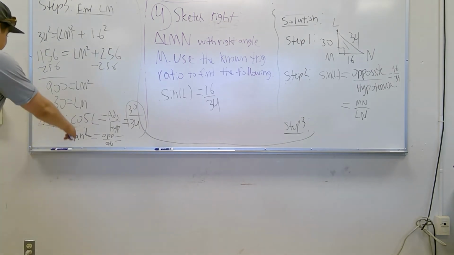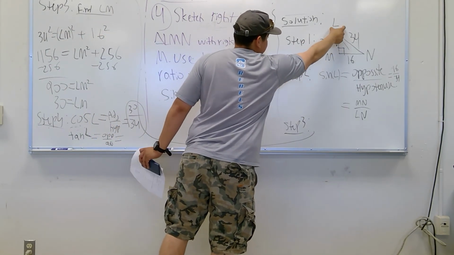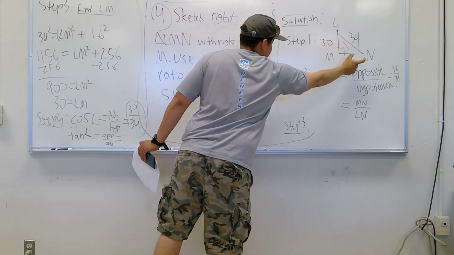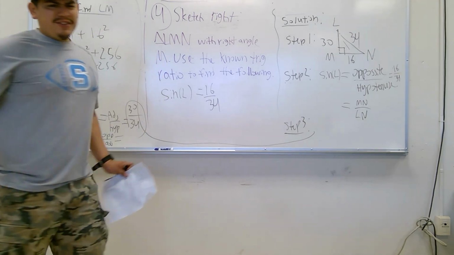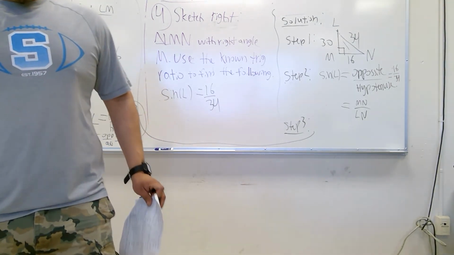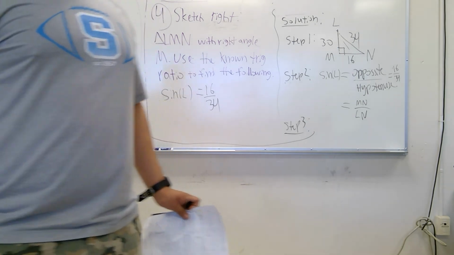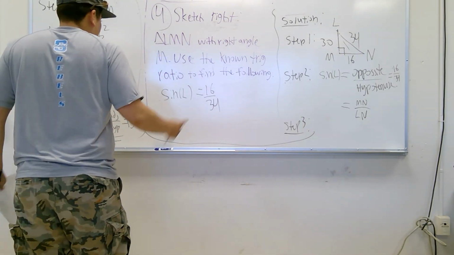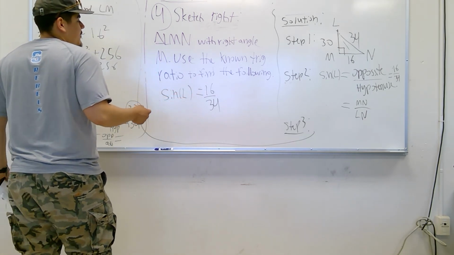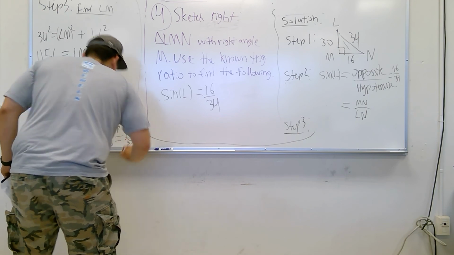So for tangent L, the opposite of L is 16, and the adjacent to L is 30. The cool thing about tangent is that it does not include the hypotenuse. Fun fact, it only has the legs. So tangent L is 16 over 30. Okay, so that's all I'm going to do.